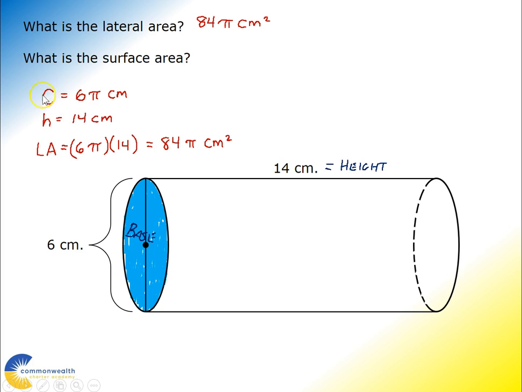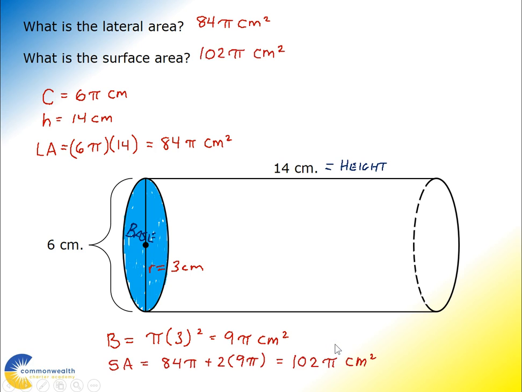So, what is the surface area? Now I have to find the area of the base. So I'm just going to take half of that, the radius. So the area of the base is 9 pi square centimeters. And I'm going to add that 84 pi plus 2 times 9 pi. And you get 102 pi square centimeters.